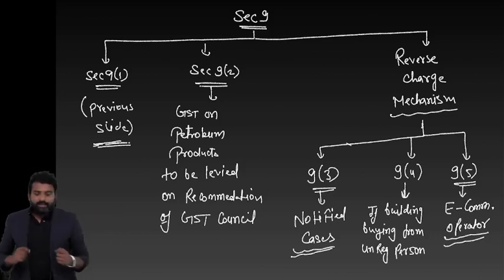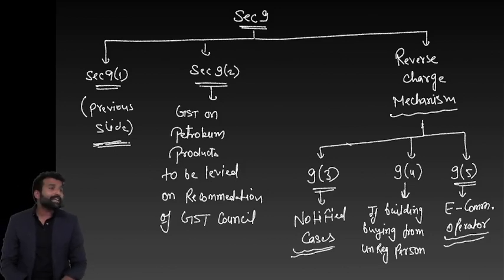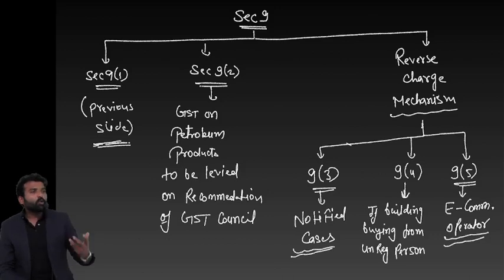Listen, section 9, in case of import, I will discuss all the points. Listen carefully. Section 9 talks about the charging section, in which 9(1) is about charging. 9(2) says about GST on petroleum commodity. The government wants to introduce GST on petroleum commodity, but they are waiting for the recommendation of the GST Council. Section 9(2) says that GST on petroleum will be levied only after the recommendation of the council.